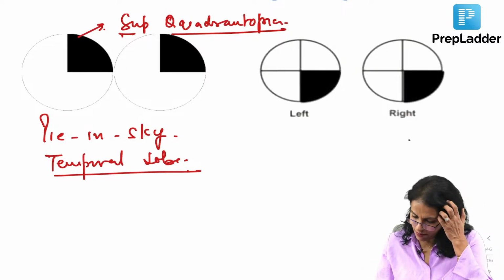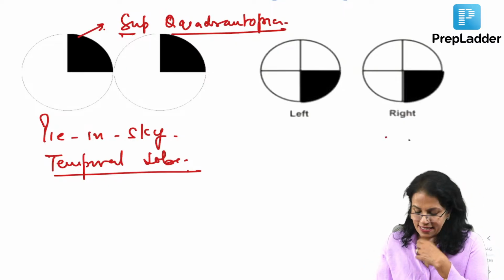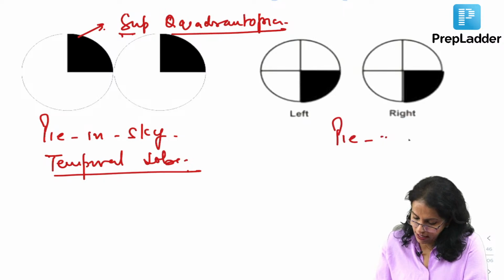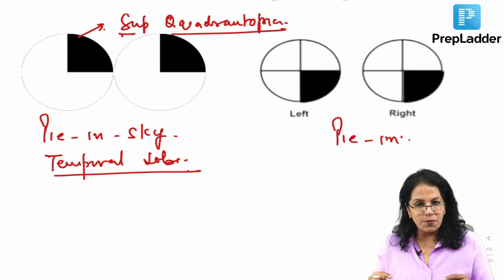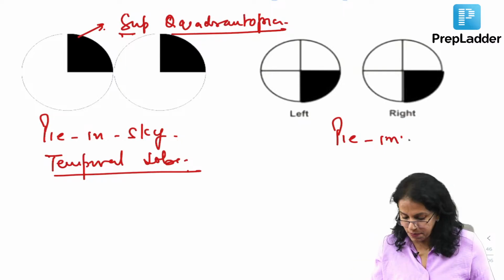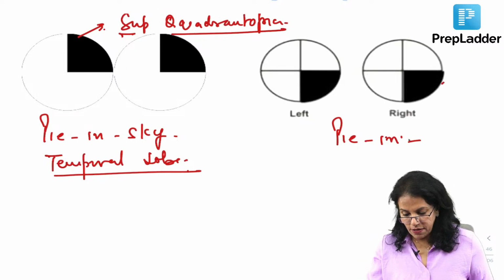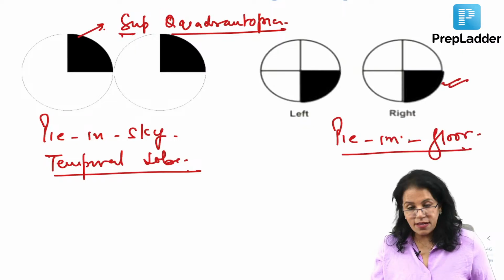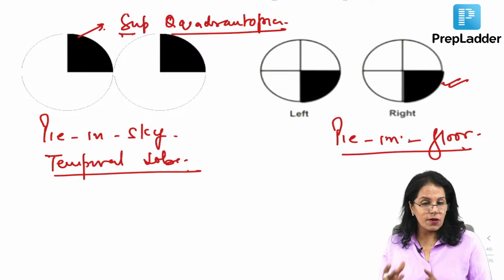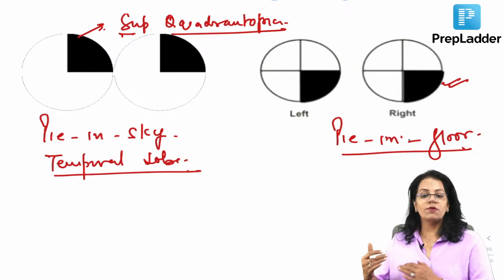Yeah. Come to this one. What is this? This is your pie in the floor. Again, optic radiation fibers, some are passing through temporal, some are passing through parietal. If there is damage in the parietal, any trauma in the parietal, superior fibers are gone, you get inferior quadrantanopia. This is pie in the floor. These are all incongruous lesions. Posterior to that would be congruous.